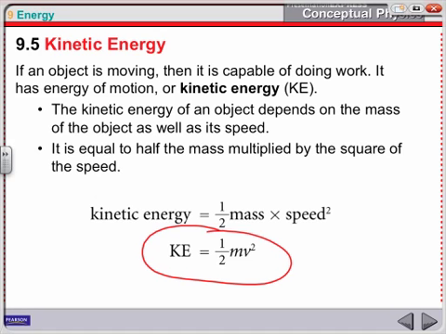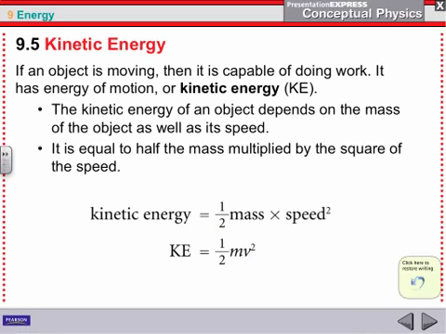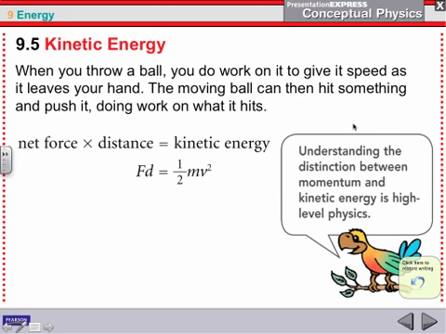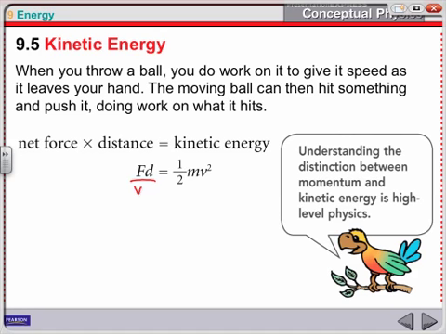And if you have kinetic energy, velocity is moving, notice what happens. Notice the fact that it's a squared term. So if you double your velocity, you're going to get 4 times the kinetic energy. We'll talk about that here in just a minute. So you throw a ball, you apply a force over a distance. You've done a certain amount of work, and that work is now changed into kinetic energy because the ball is now moving. Okay.